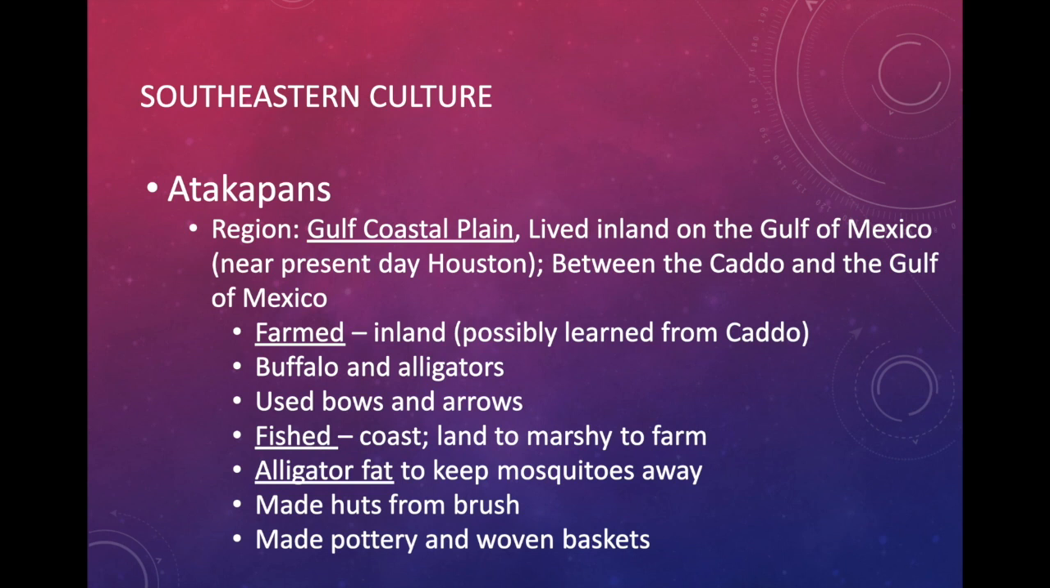That's the type of tools that they used. They also had fishing hooks. They fished a lot because they are along the coast. They like to live in villages that were close to marshy areas where they could still farm. Because of where they lived, there are going to be a lot of mosquitoes. So what they did is they took an alligator. After they would hunt an alligator, they would scrape the fat out of the alligator and melt it down into an oil that they could put on their bodies in order to repel the mosquitoes. They also made huts from brush, and they made pottery and woven baskets.